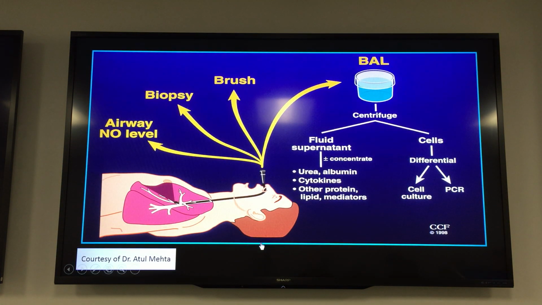This is a slide from Dr. Mehta, who's one of our legends here in pulmonary medicine, and he gives talks on bronchoscopy all over the world, and he graciously lent me this slide. Basically, this shows what you can do when you do a bronchoscopic procedure. So you can do a transbronchial biopsy, which is up there. You can do a brush. So let's say this is the lesion, you don't necessarily need to grab a piece of it, you could just brush it and then send that to cytology, right? And cytologists will look at that specifically.